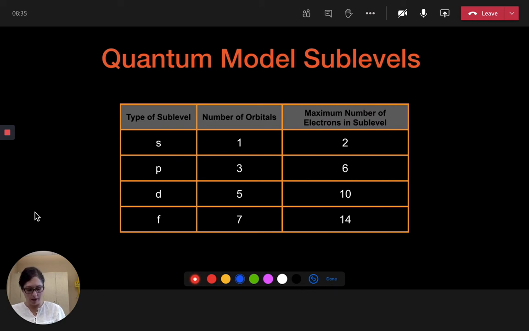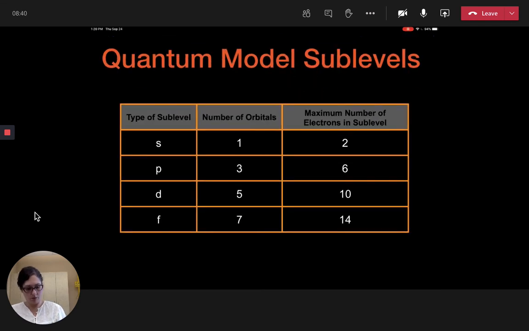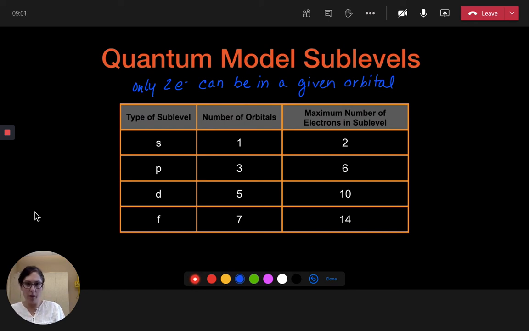And so I'm going to write that up above here. Only 2 electrons can be in a given orbital. Okay, and so with the first one here, we see that s only has 1 orbital, so it can only have a maximum of 2 electrons in that entire sublevel.